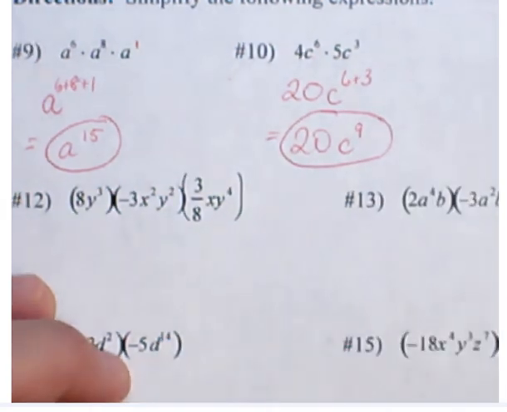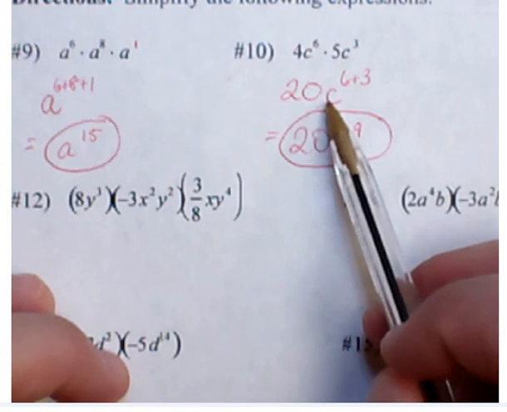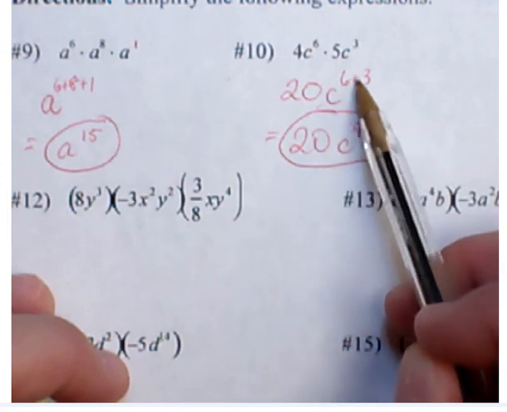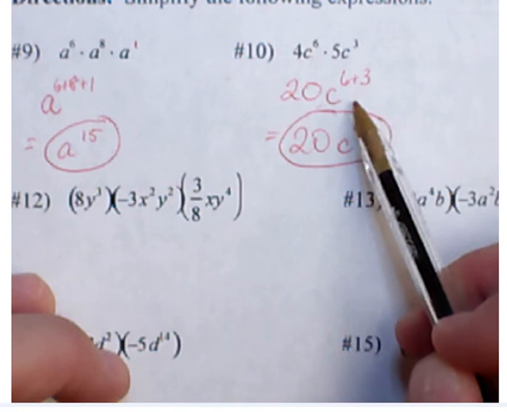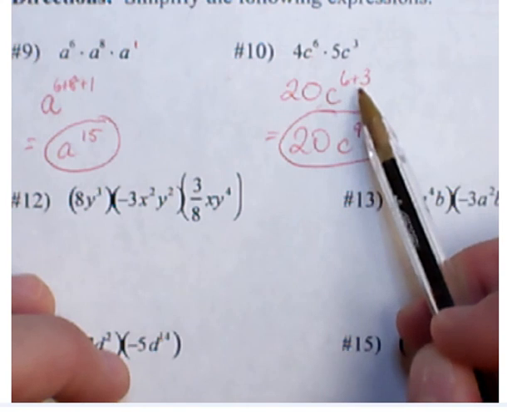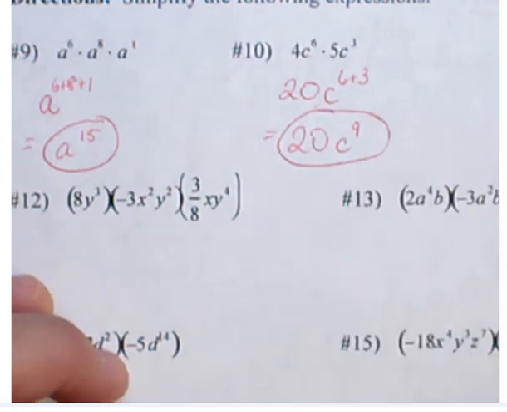Now you might be thinking, do I really need to write this down where I'm adding the exponents? Do I need to show this? The answer is no, you don't, but it's a good idea to do it so that you don't forget an exponent and you don't make a mistake.